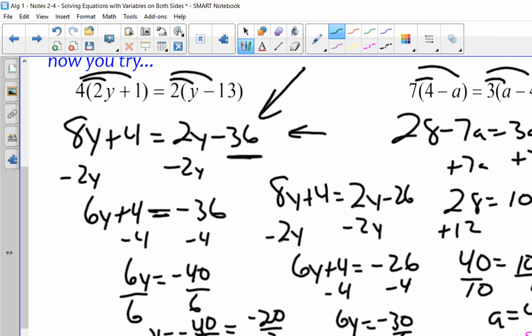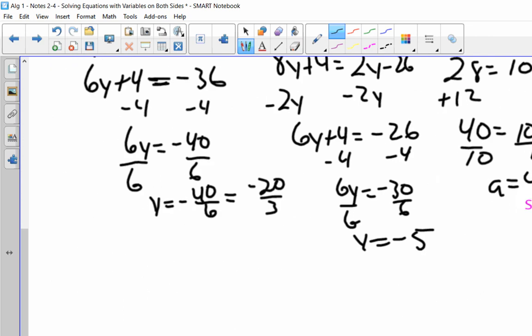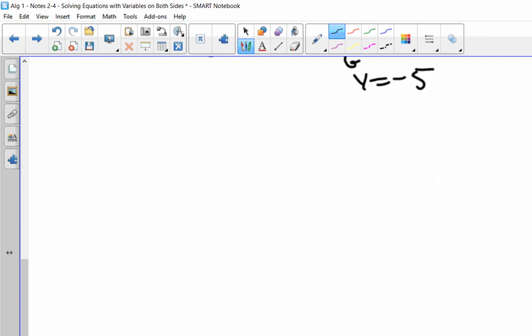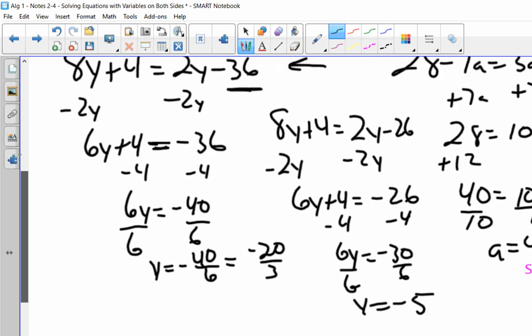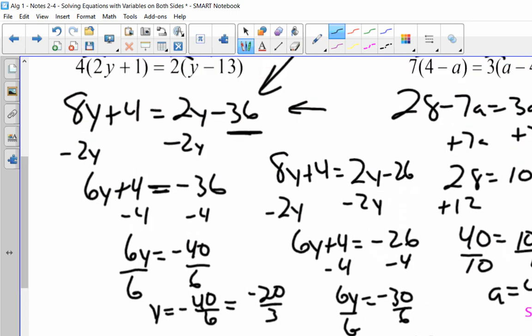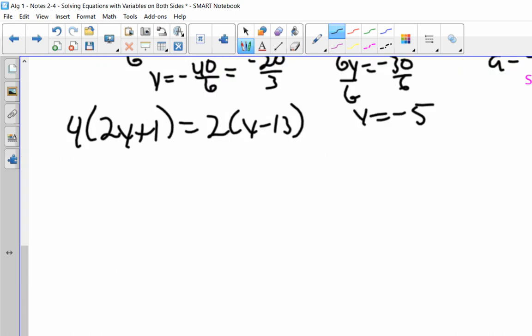I want to make sure you understand that you need to really focus on your work, make sure everything's right. Now what I'm going to do here really fast is check my work. The first equation was this. So I'm going to plug 5 in, or negative 5 in, wherever I see a y.